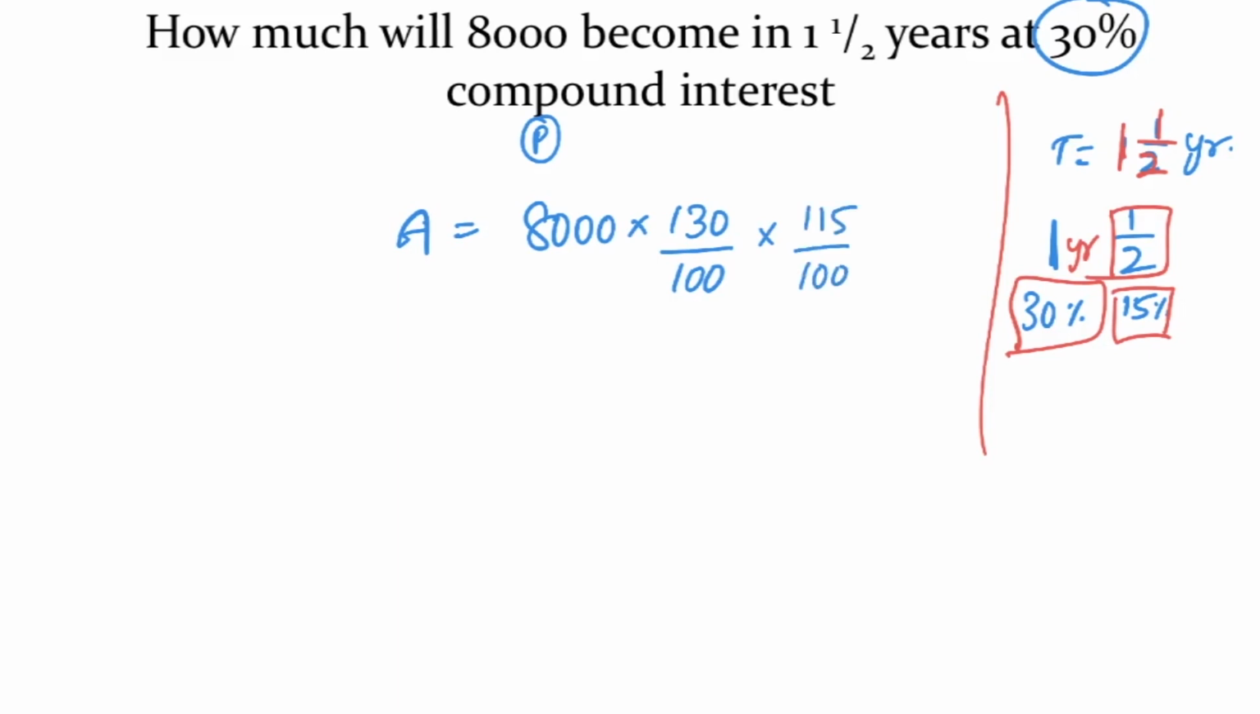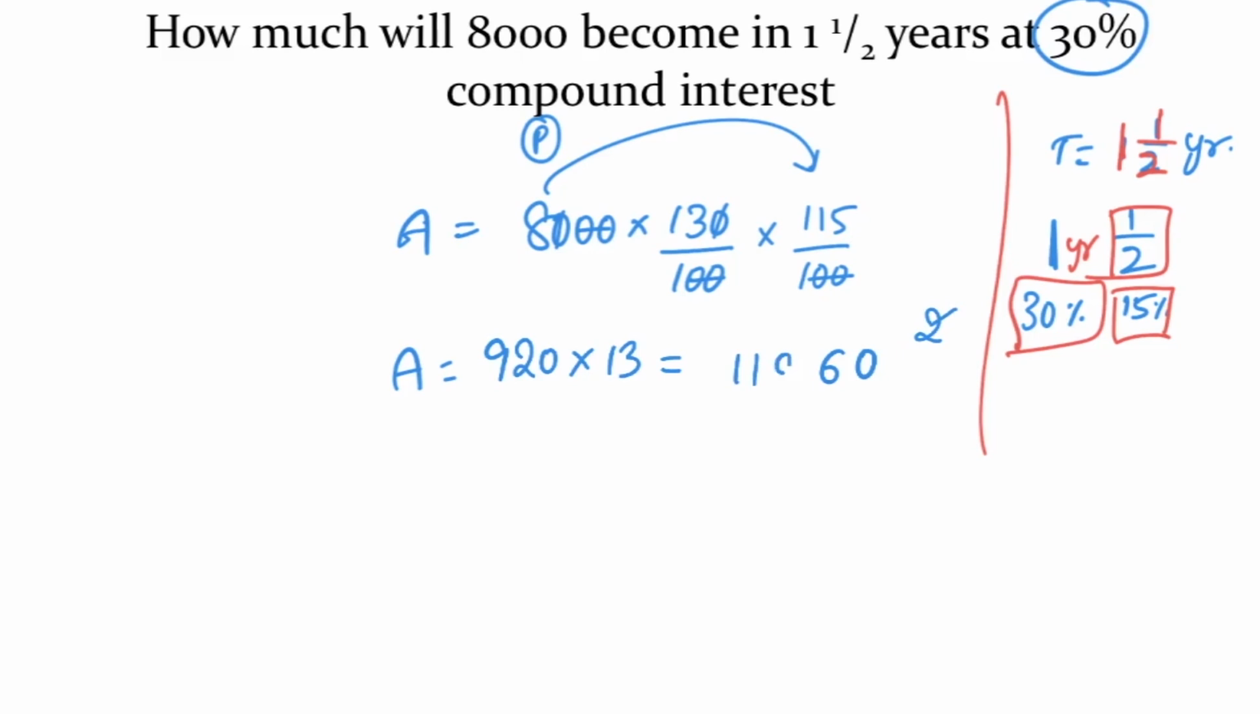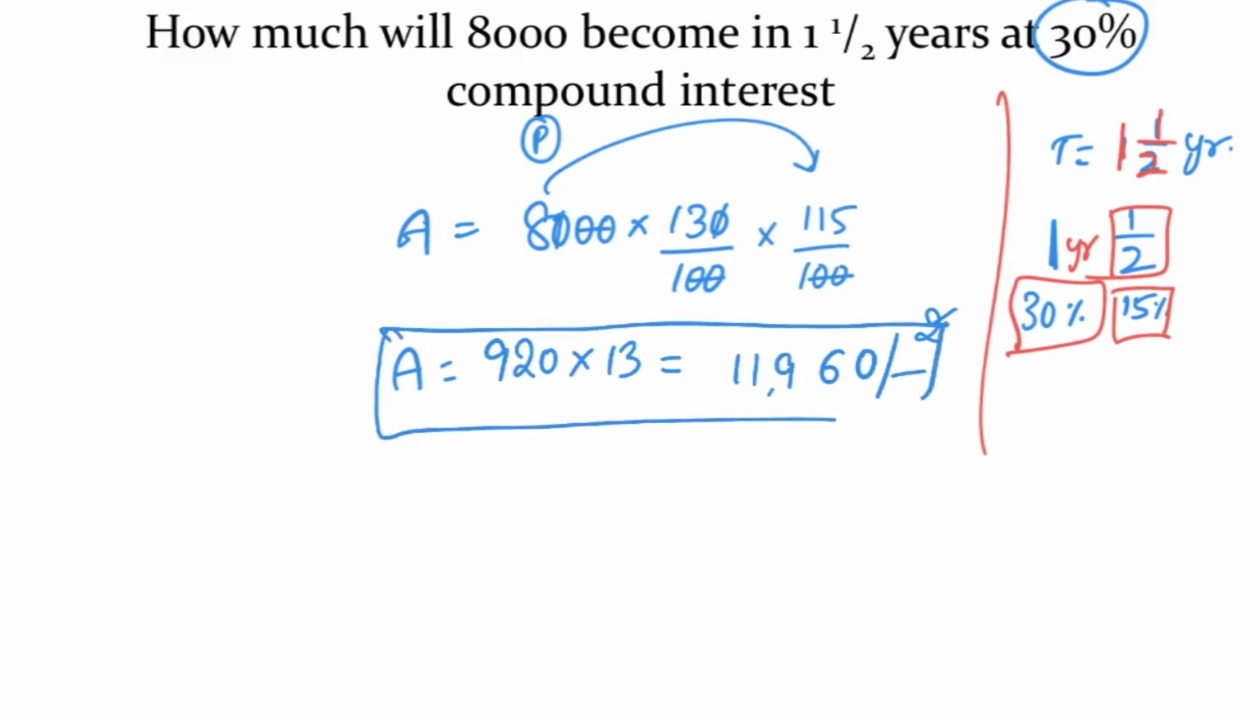See the difference. Now, amount is equal to, 2 zeros, 2 zeros cancel. 2 zeros, 2 zeros cancel. 8 into 115, that is 920. Multiplied by 13. 13 zeros, 0. 13 2 times 26. 13 into 9, 117 plus 2, 119. So 11,960 rupees is the total amount.